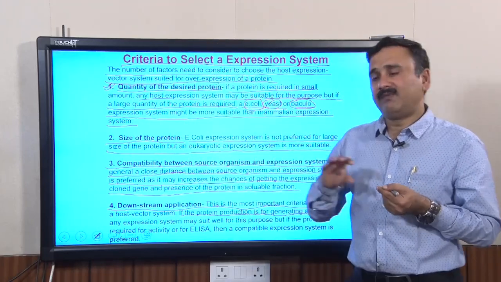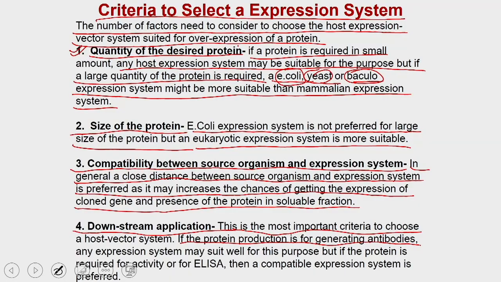So for those kinds of applications, you can easily use any expression system, but you can use E. coli, because the E. coli expression system may give you a large quantity of protein, and the manipulation, as well as the cost to operate the E. coli expression system, would be much cheaper compared to the mammalian, yeast or baculovirus expression systems.